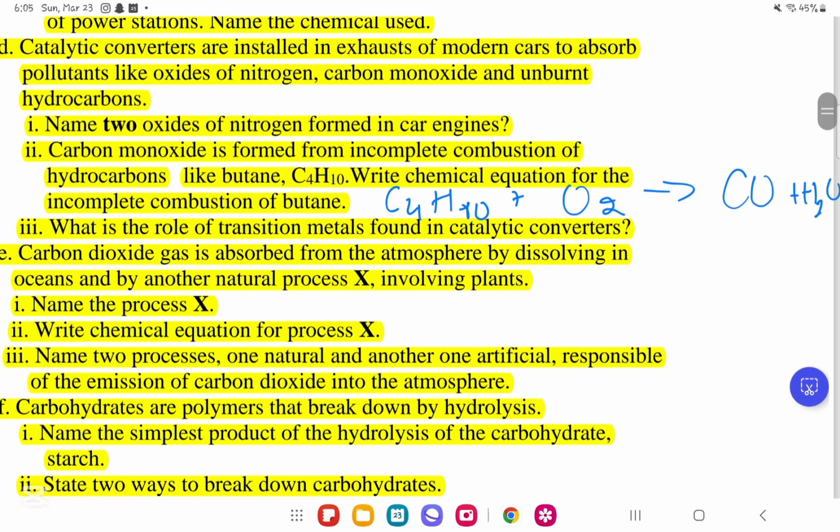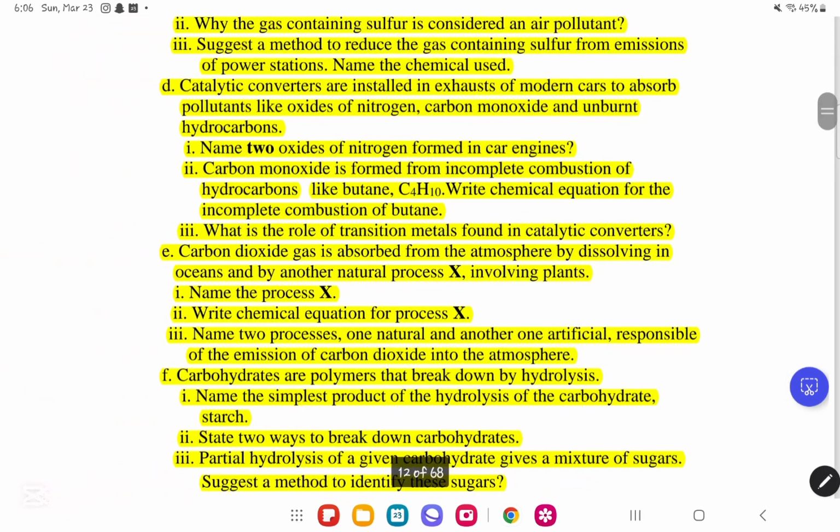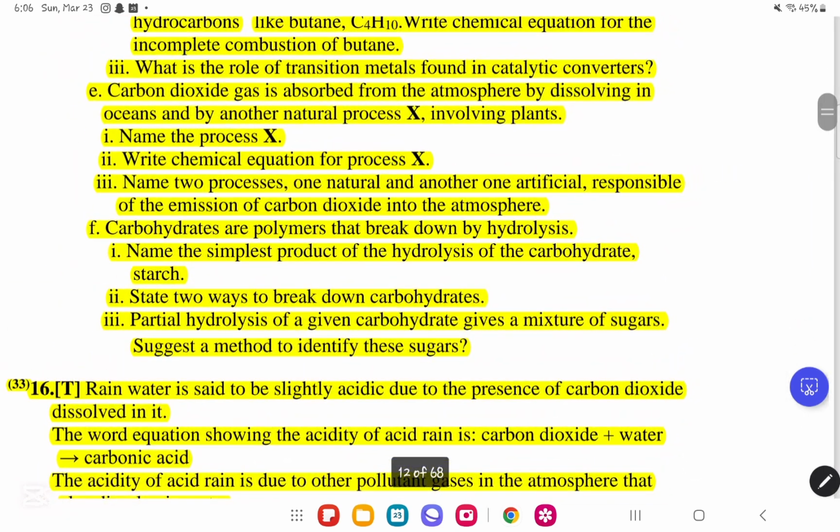Okay, so that's 20 seconds up. To balance it, you will have to put 9/2 over here. In front of the CO, you will put 4, and in front of the H2O, you will put 5. Now, finally, part 3, what is the role of transition metals found in catalytic converters? Very simply, we know that the transition metals will act as the catalysts. Okay? Now we move on to part E.